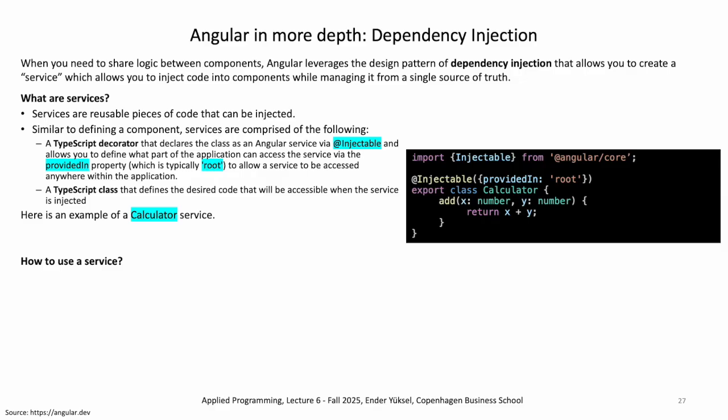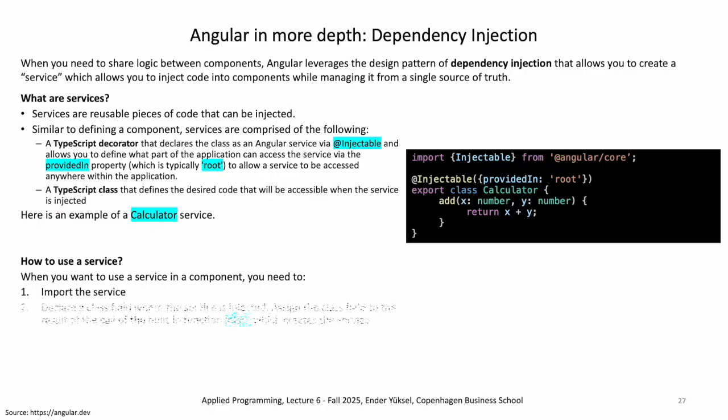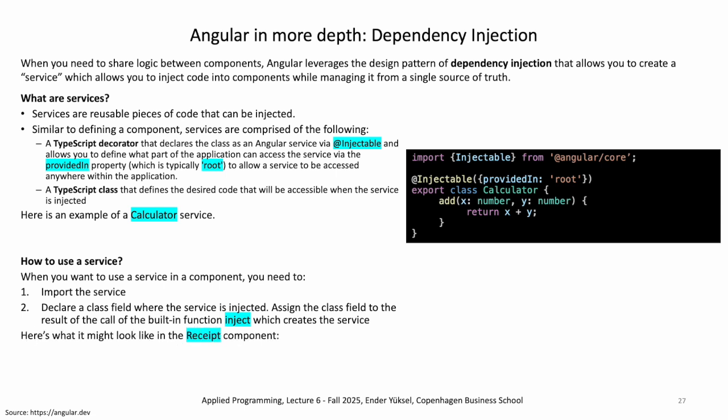How to use a service. When you want to use a service in a component, you need to import the service, declare a class field where the service is injected, assign the class field to the result of the call of the built-in function inject, which creates the service. Here's what it might look like in the receipt component.